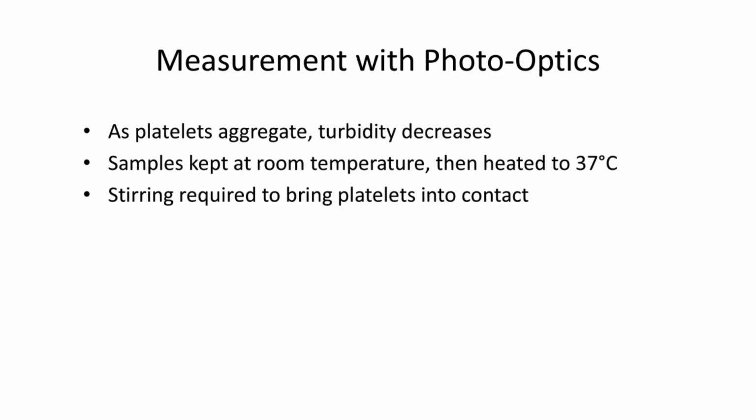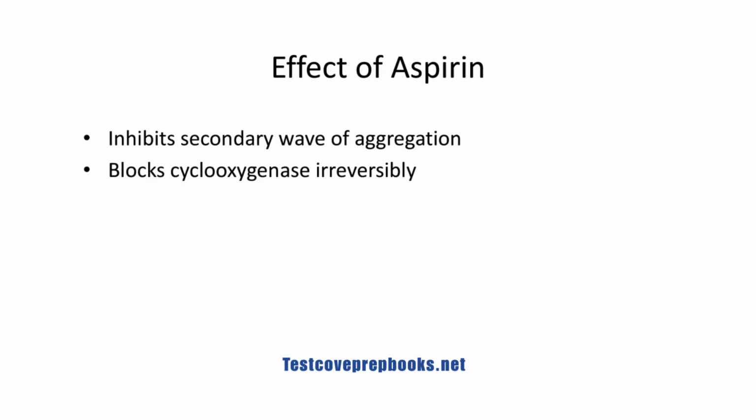Samples are kept at room temperature and then warmed to 37 degrees Celsius prior to testing. Stirring is required so that platelets come into contact and aggregation can occur. Aspirin has a specific effect. It inhibits the secondary wave of aggregation because it irreversibly blocks cyclooxygenase.